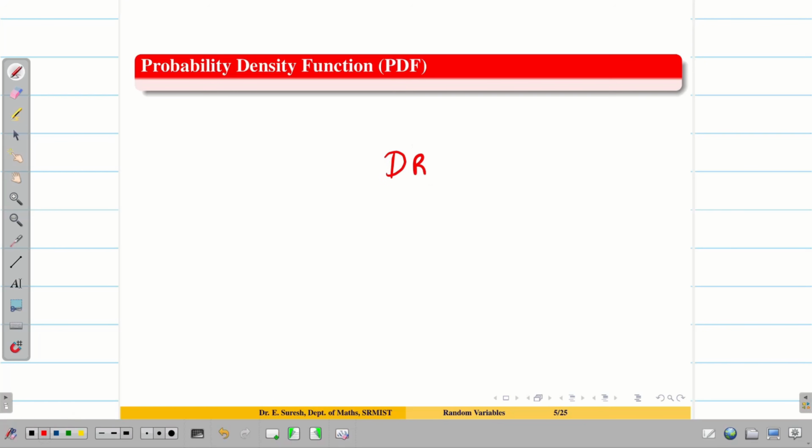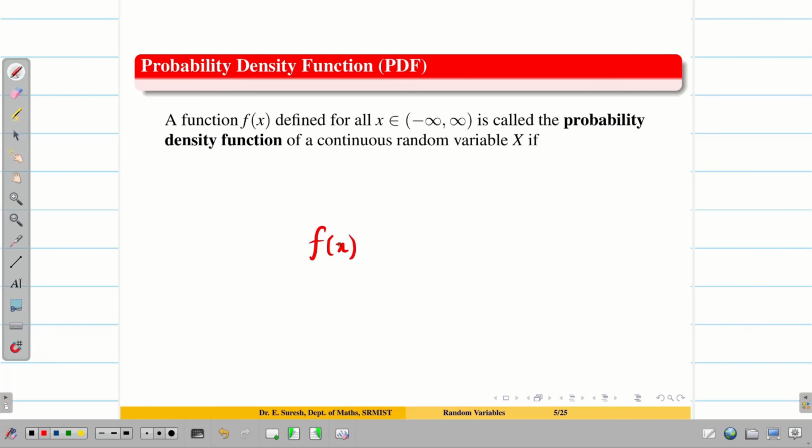In the discrete random variable, we were dealing with the probability mass function. In the continuous random variable, we call this the probability density function. Here, we take the function f(x), defined on the interval minus infinity to infinity. The function f(x) is said to be a PDF if it satisfies the following conditions. First of all, f(x) should always be greater than or equal to 0. And the second point, it is very obvious: the total probability is always 1.